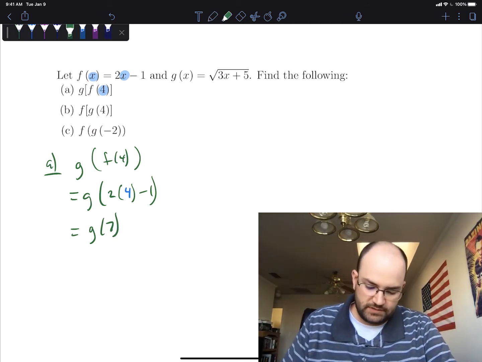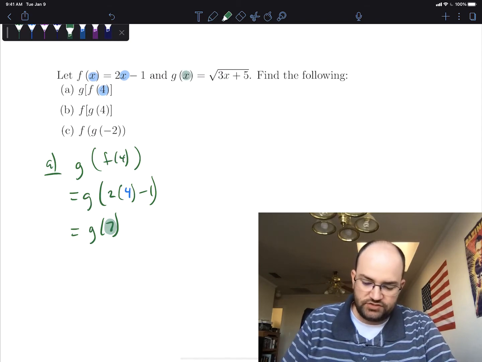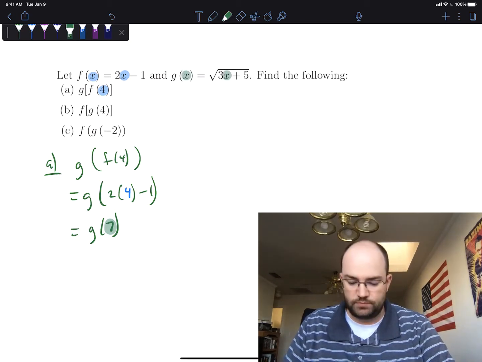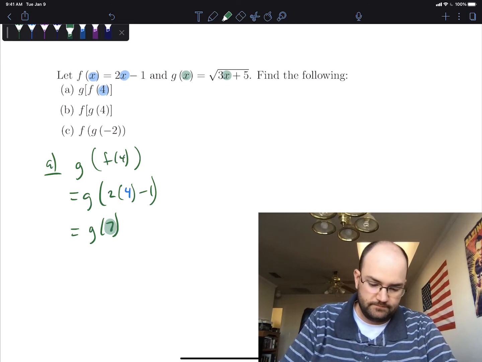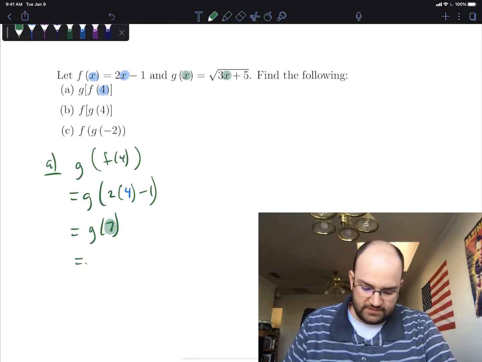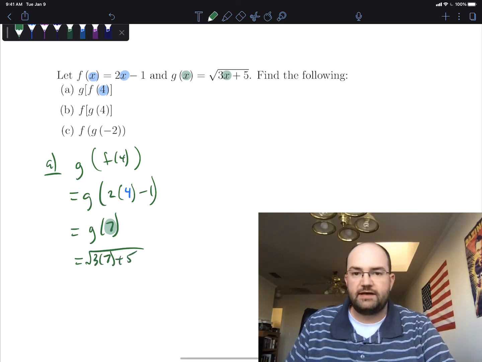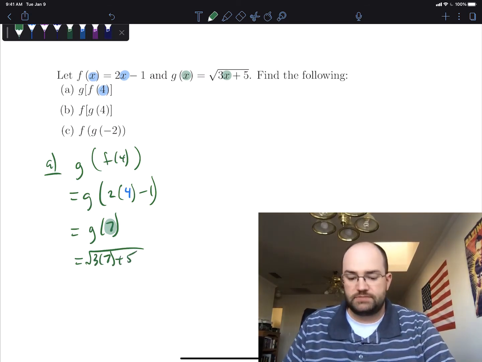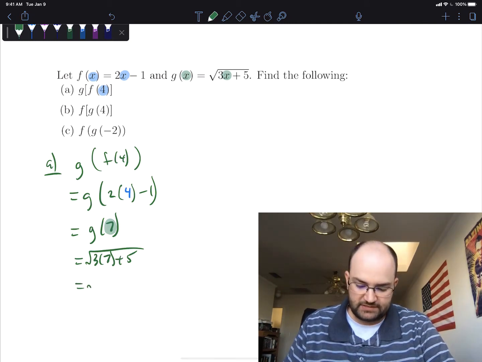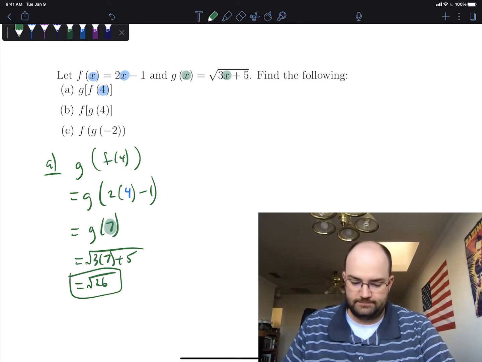In other words, take this value and go to the g function, and anywhere where you see the x's, replace it with 7. So this is going to give us the square root of 3 times 7 plus 5. And then just simplify. 3 times 7 is 21, 21 plus 5 is 26. So this would be the square root of 26.